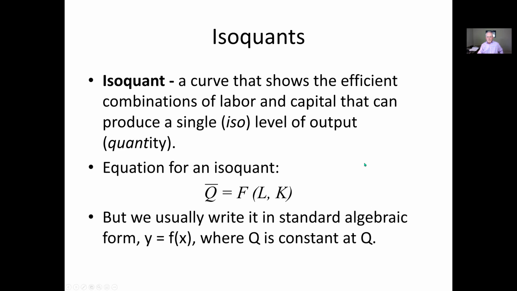So, as I say, we usually write in standard algebraic form Y, where Y is our variable on the vertical axis or the dependent variable, and X is the variable on the horizontal axis or the independent variable, and Q we hold constant at Q bar. And so we have a relationship that is a curve, or an isoquant, that illustrates all of those capital and labor combinations that produce exactly Q bar.